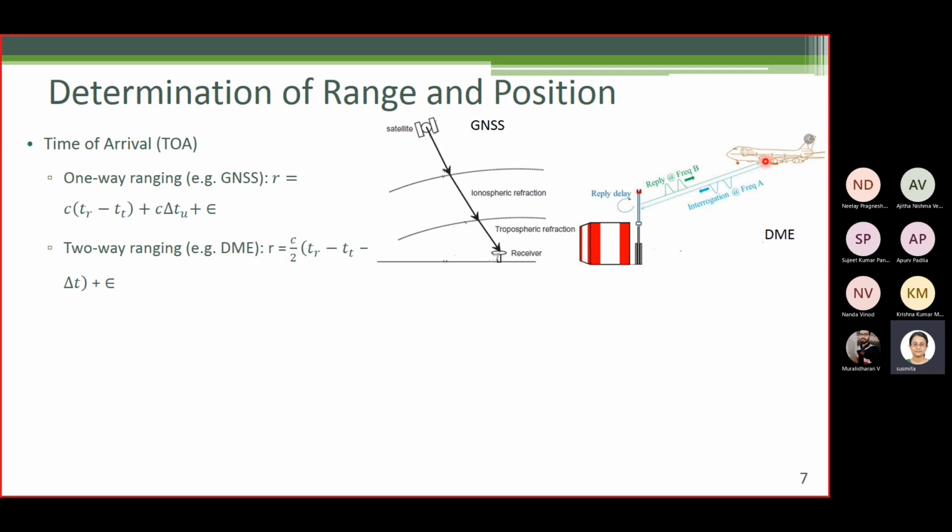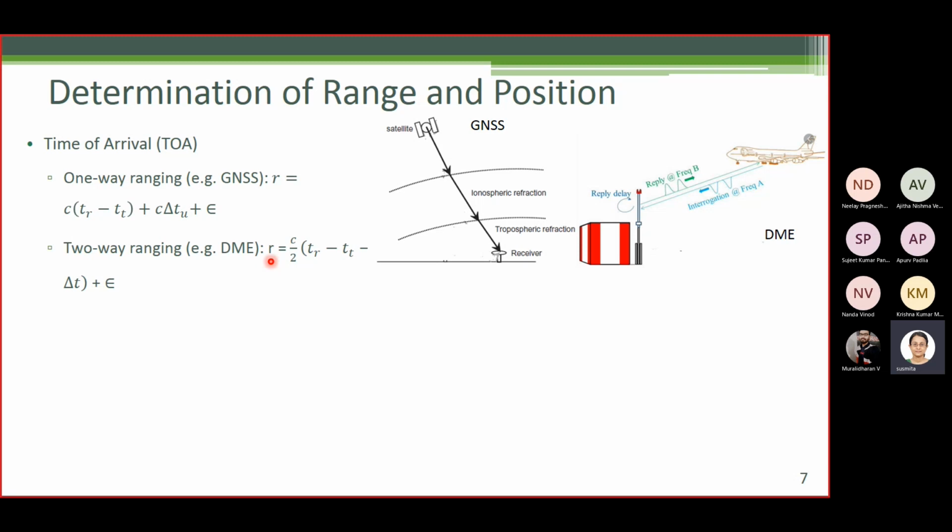Right? So by subtracting these 2 times, it can calculate the round trip time of the signal. Now, unlike GNSS, here the signal is transmitted by the user. So this is an active system. This is a passive system. This is an active system. And since the signal travels in 2 directions, back and forth, we call it two-way ranging.